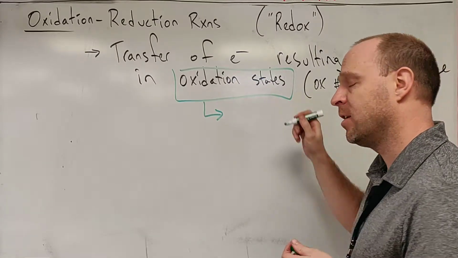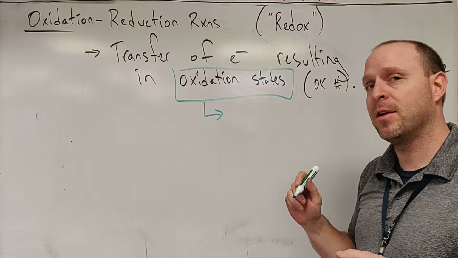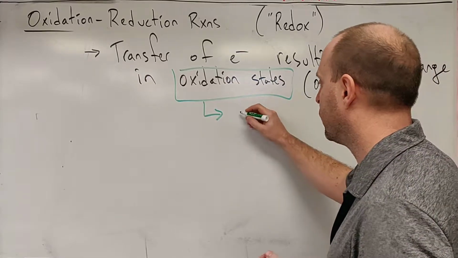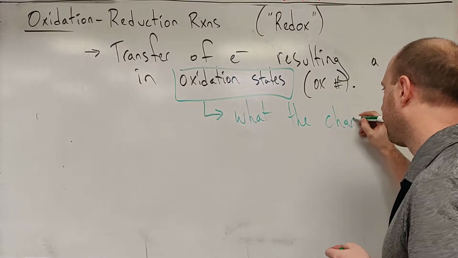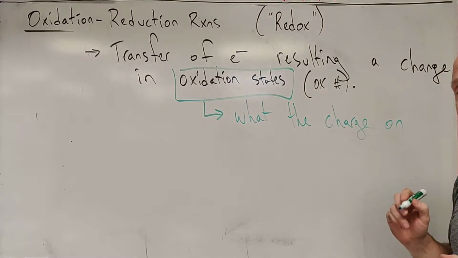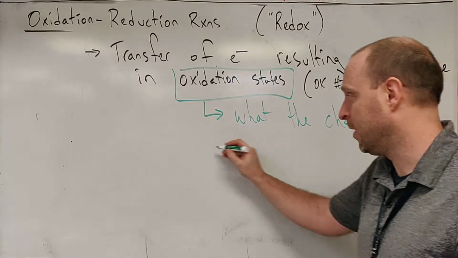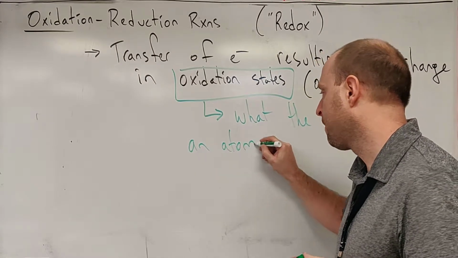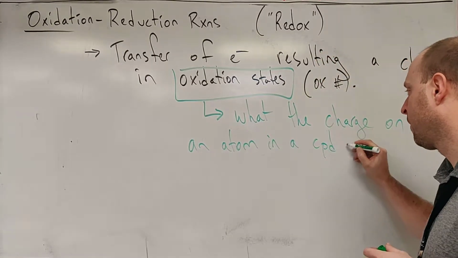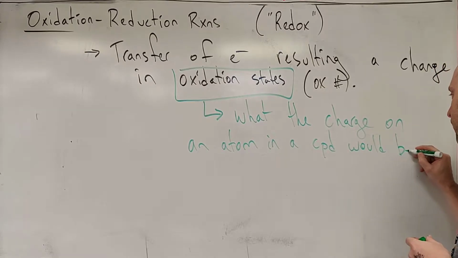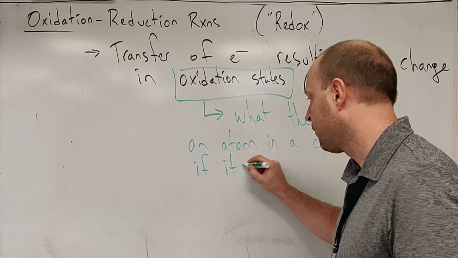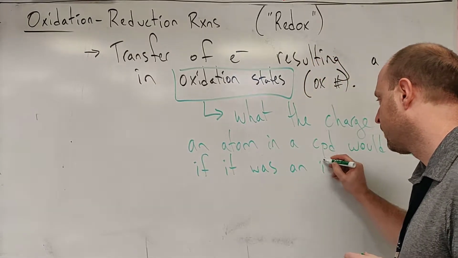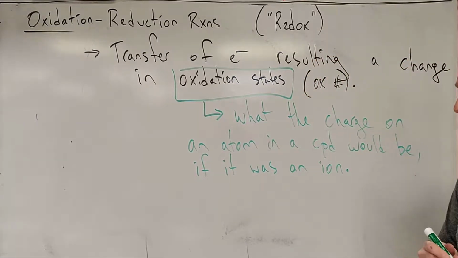The oxidation state is what the charge on an atom in a compound would be if it was an ion. And those words are a little overwhelming. It's like, what the charge would be if, but it isn't.